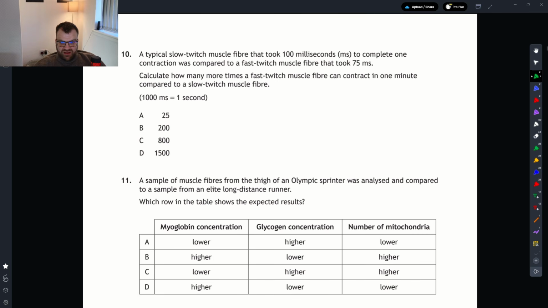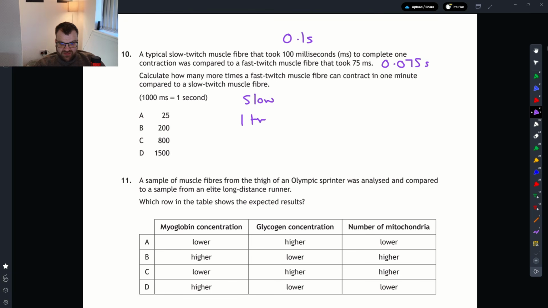Calculate how many more times can fast twitch contract compared to slow twitch. Well, they haven't given us how many contractions in a minute. So maybe we need to do that first. Let's do that first. Right, slow says. So 1,000 milliseconds is 1 second. So this is 0.1 seconds. And then this will be 0.075 seconds.